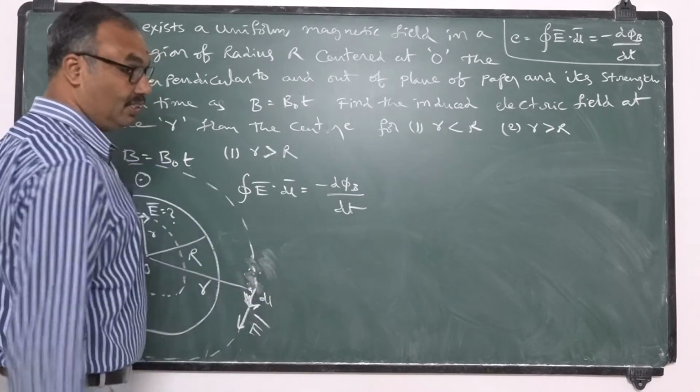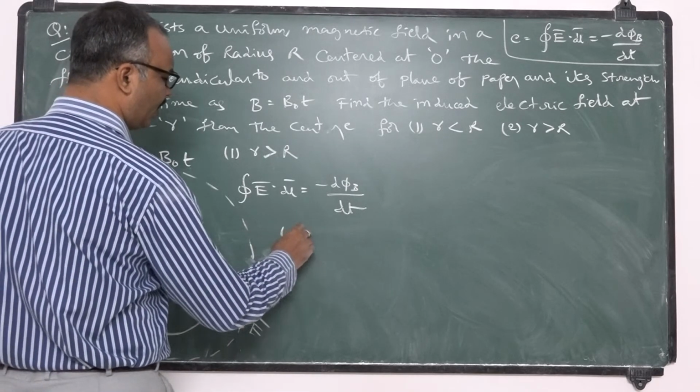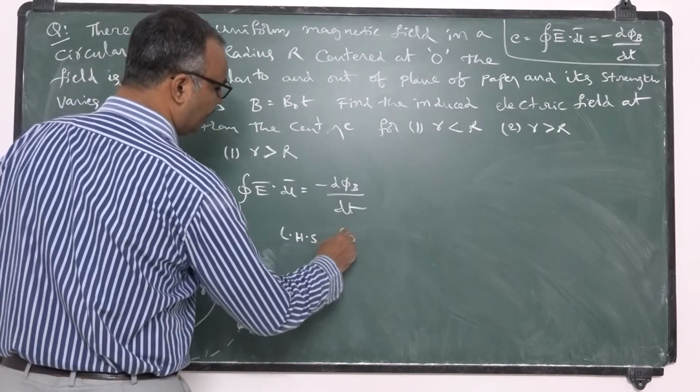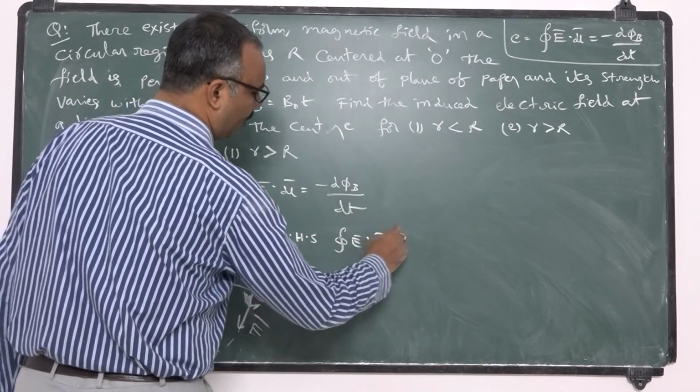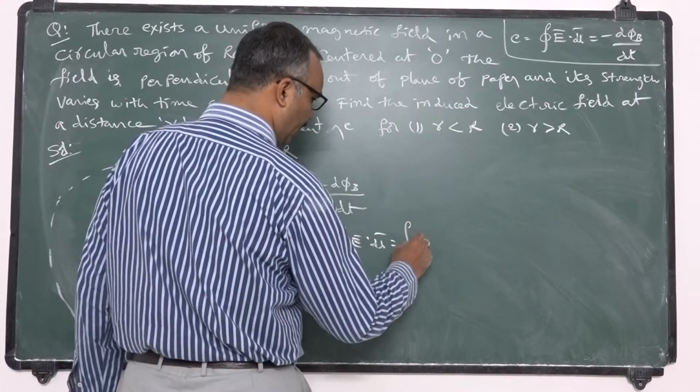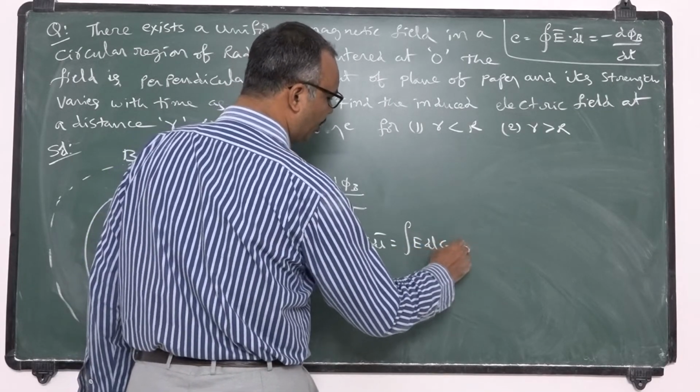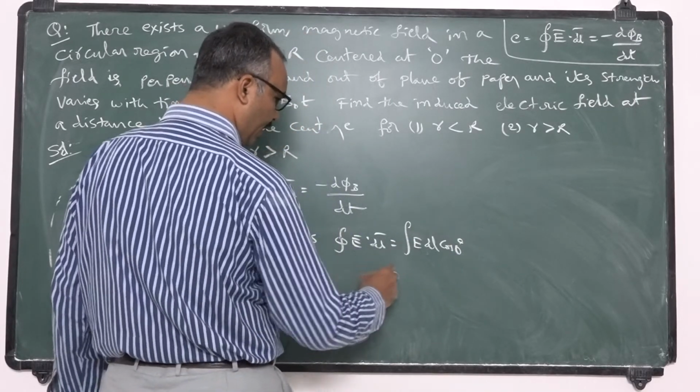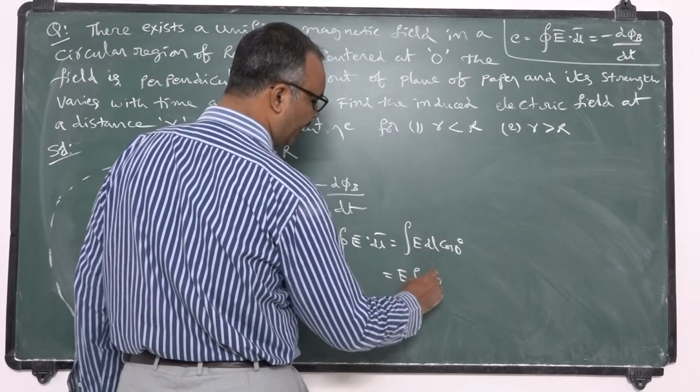The calculation will not alter. Similarly, again on the left hand side I am taking the integral of E bar dot dl bar, that is integral E dl cos 0 degrees, both are parallel to one another. At a fixed distance E is fixed, so E integral dl.